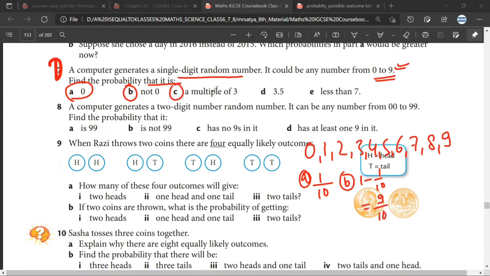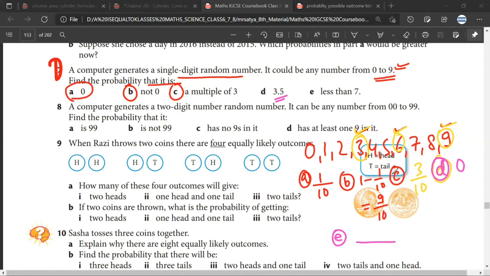Multiple of 3. So there would be 3 minus, so 7 upon 10. No, the multiples of 3. Oh, 3 upon 10. 3, 6, 9. So 3 numbers are possible. Yes. 3 upon 10. What would be D? Sir, I think it's a single digit number, so I think it could be 0 only. Because 3.5 is not possible.